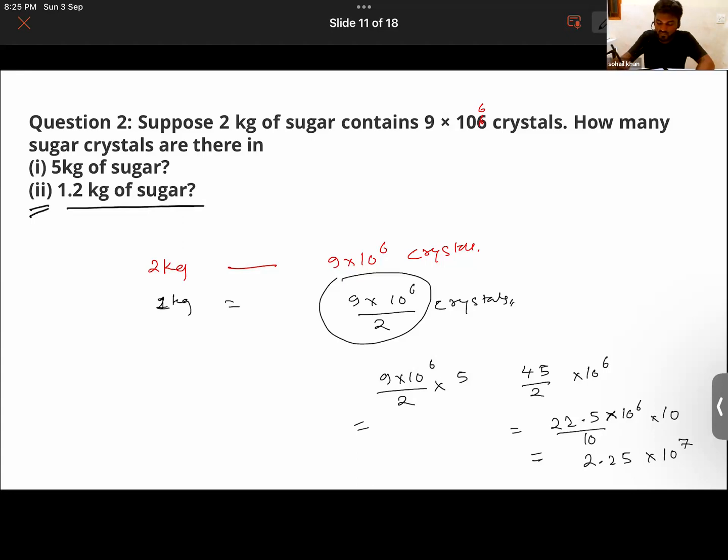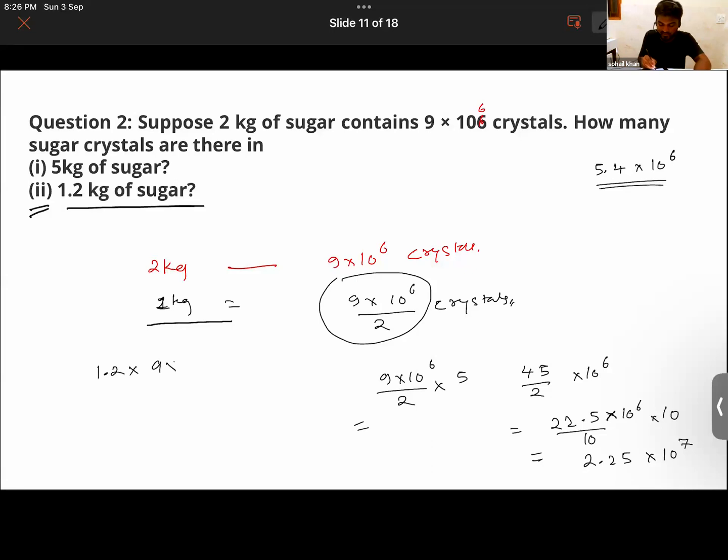Solve the next one. Next option, 1.2 kilogram of sugar. How many crystals will be there in this much? Sir, it will be 5.4 multiplied by 10 raised to the power 6. Yeah, that is correct. Okay, that is the value.